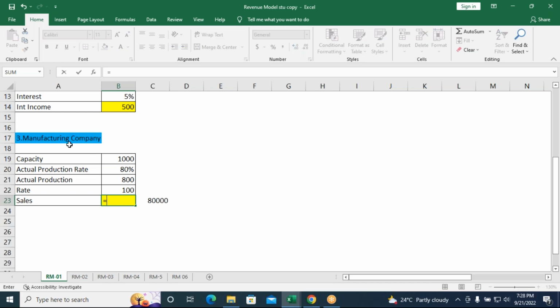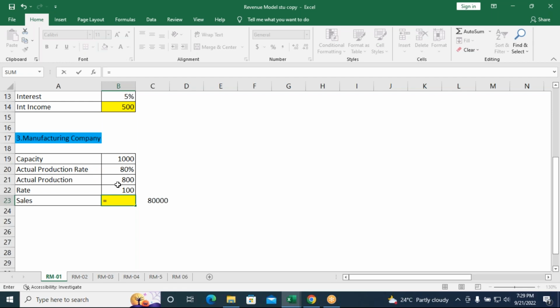So here we are talking about a manufacturing company. The capacity is 1000 and the actual production rate that is happening is 80%. Understood with this, what is this 80%? The actual production that is happening is 80%, which means out of that 1000, only 800 units of production are happening. So 20% we can say is wastage or something like that, which we cannot use. So out of this 1000, 80% is the production that is happening.